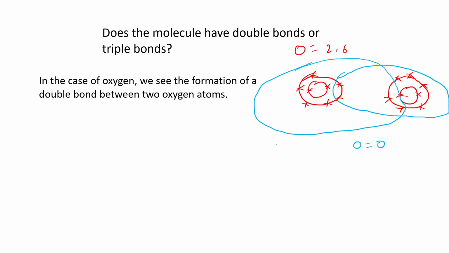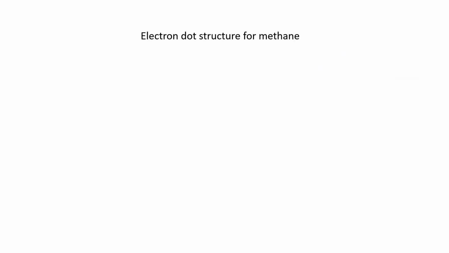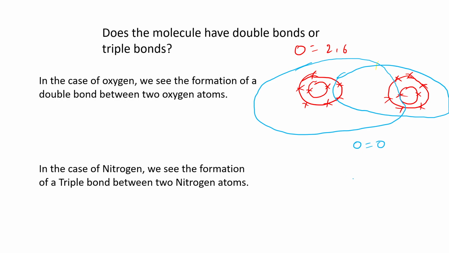Okay, in the same way you will find that nitrogen is also going to share its 3 electrons from the outermost shell, and it will form a triple bond. Why a triple bond? Because nitrogen has atomic number 7, right, and it has electronic configuration 2, 5. So from both sides each nitrogen will share 3 electrons each, and in this way you get a nitrogen-nitrogen triple bond here.